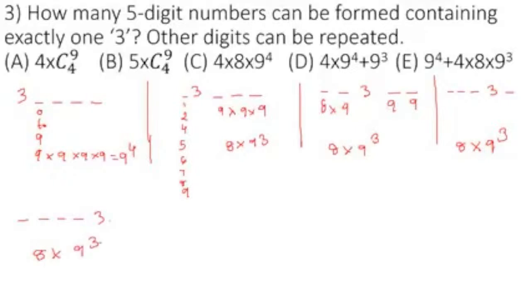So the final answer will be nothing but 9 power 4 plus 4 times the value, that is 8 times 9 cube, which is repeated. So the answer is E here.